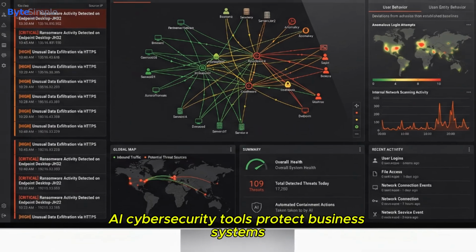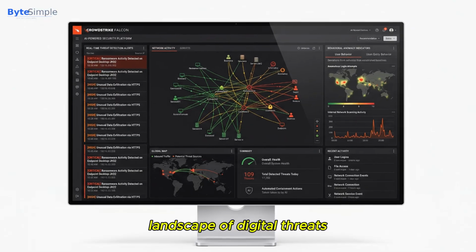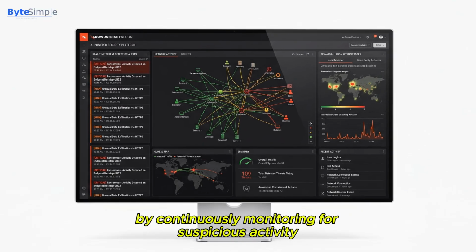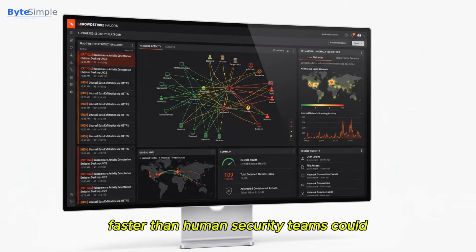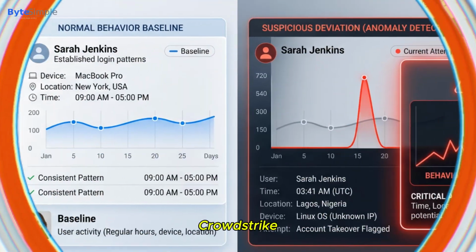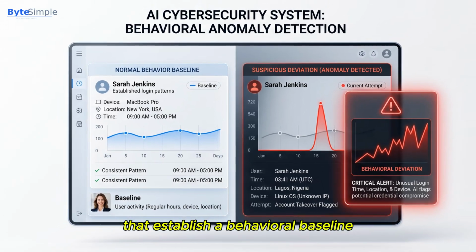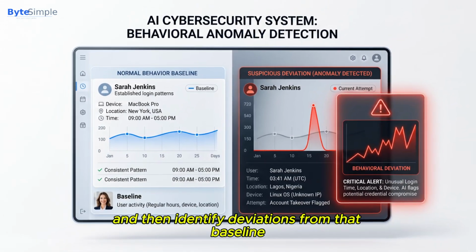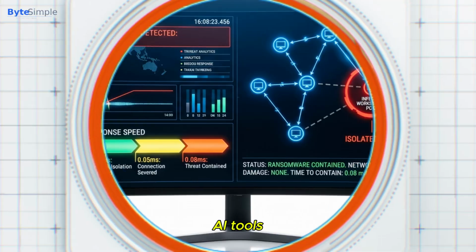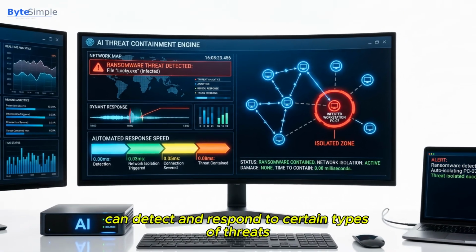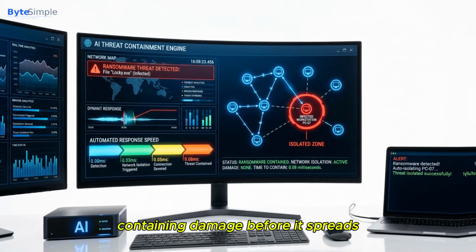AI Cybersecurity Tool. AI cybersecurity tools protect business systems, networks, and data from the constantly evolving landscape of digital threats by continuously monitoring for suspicious activity, identifying patterns that indicate attacks in progress, and responding to threats faster than human security teams could. CrowdStrike and Darktrace have built AI security platforms that establish a behavioral baseline for normal activity on a business network and then identify deviations from that baseline that may indicate a breach or attack in progress. AI tools can detect and respond to certain types of threats within milliseconds, far faster than any human security analyst, containing damage before it spreads.